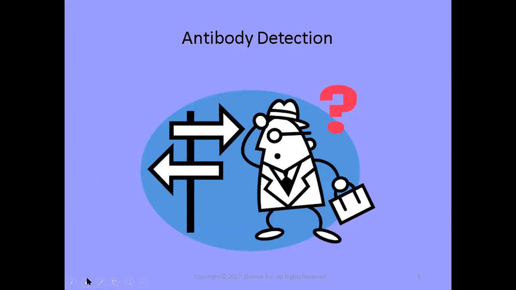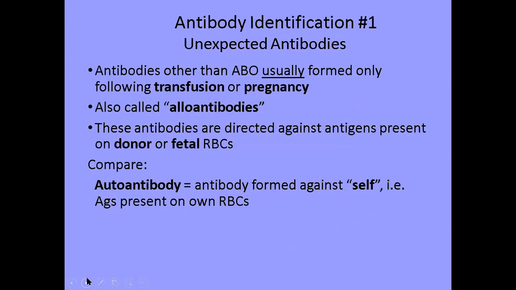So we're going to start with antibody detection. So we'll begin with unexpected antibodies. These are not naturally occurring antibodies like ABO. They are other antibodies that usually form only after an individual has received a transfusion of donor red cells from another individual, or in a woman following a pregnancy, because as we've talked quite a few times by now, the father of the child contributes his genetic information, and it's entirely possible that the fetus is carrying antigens on the red cells that originate from the father, so they would be foreign to the mother.